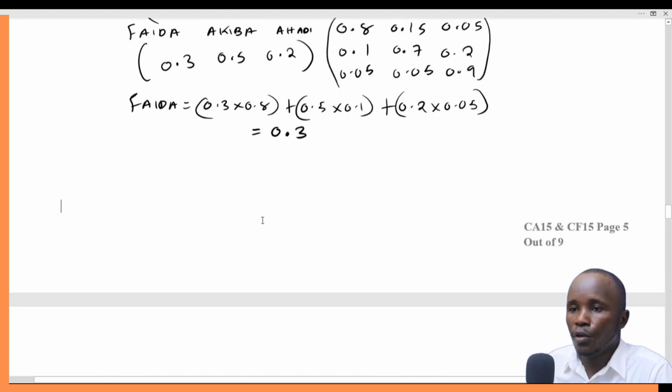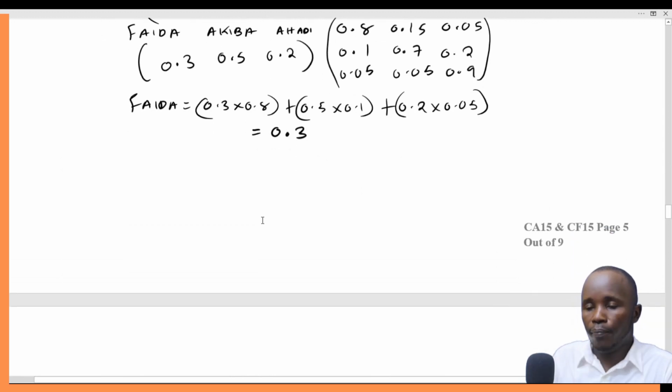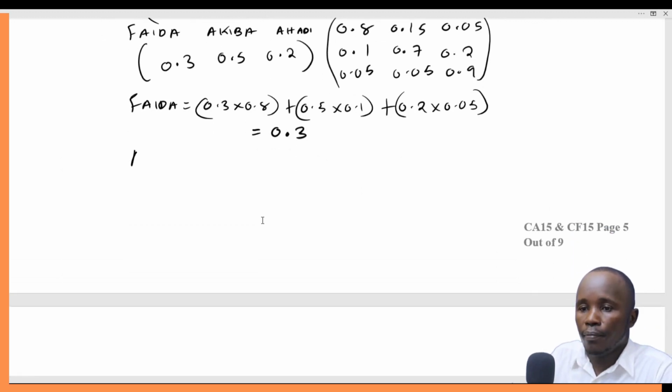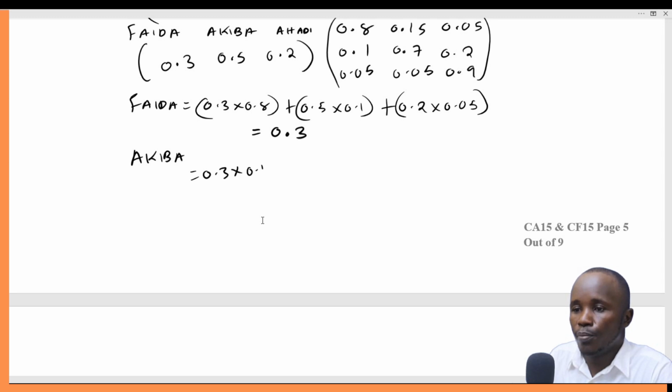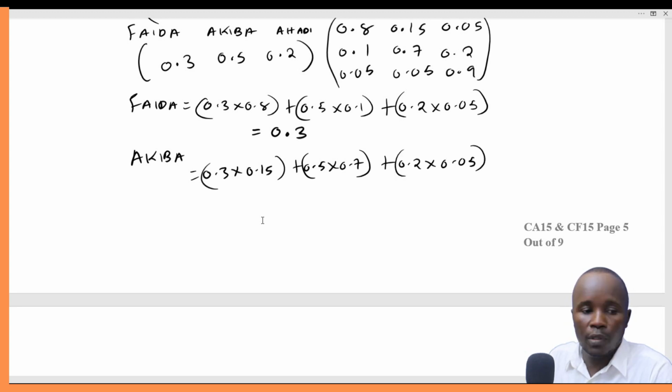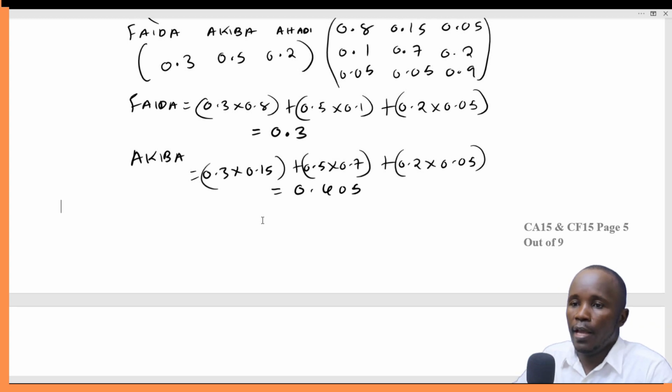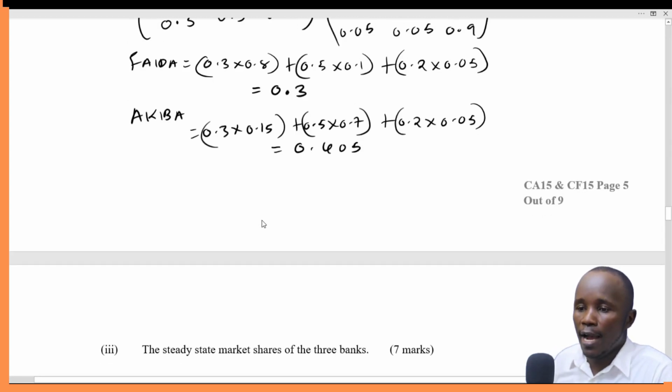We move on. We go to Akiba. Akiba is in the next row. We shall have 0.3 times 0.15 plus 0.5 times 0.7 plus 0.2 times 0.05. When you work this out, you'll get 0.405. And finally, we have Ahadi.